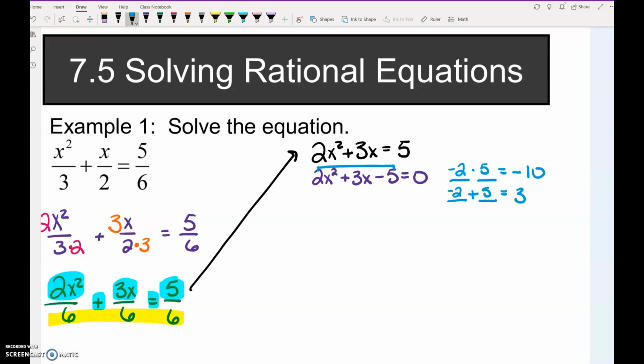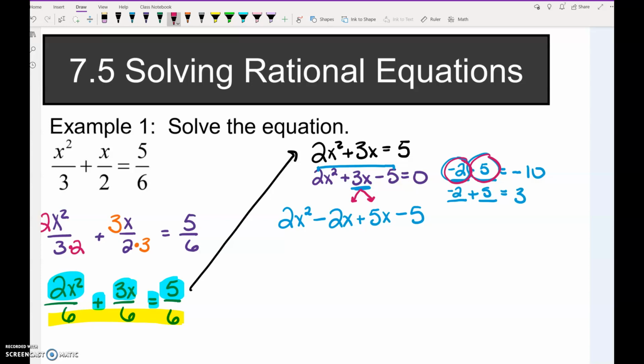Because there's a number in front, we either have to do factoring by guess and check or we have to do factor by grouping. Some of you prefer grouping. You take your 2x squared. This 3x splits into these two numbers. So negative 2x plus 5x minus 5. So we split that 3x into the two numbers that we found when we were factoring.